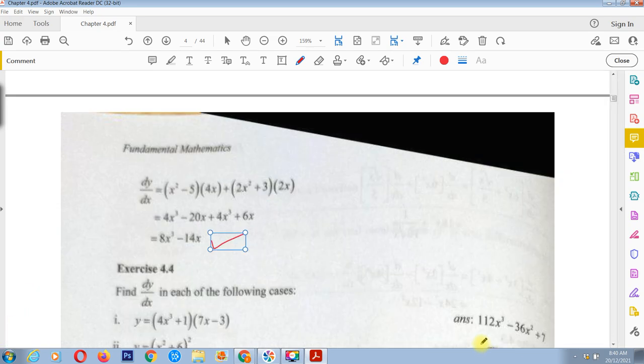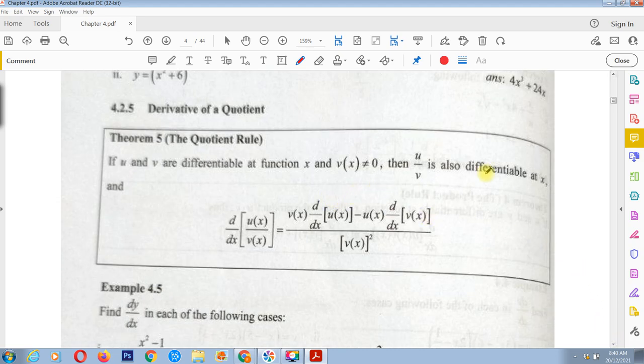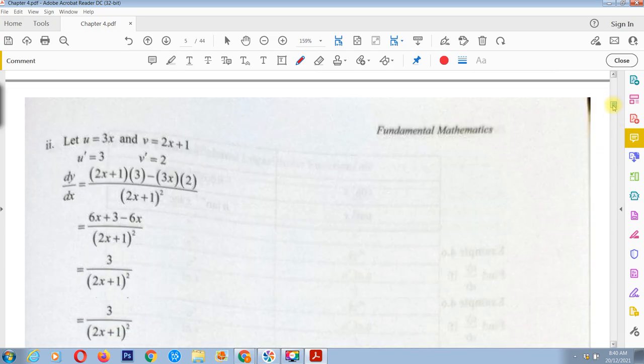Okay, and then we have derivation of a quotient. If we have a function that is a quotient, we need to use this formula. So to simplify this formula, if you have u over v, we have equals to, okay, we copy v, u prime, minus u, copy u, and v prime, divide by v square. Start with v.